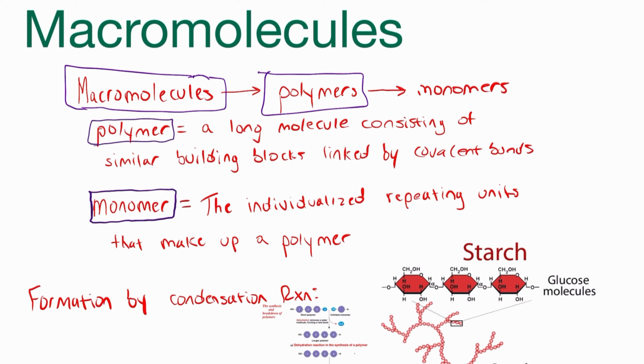So macromolecules, what are they made up of? Again, we can skip back to the protein example, where a lot of these things are made up of something else that's made from something else. What does that mean? We have macromolecules, they're made up of something called polymers, and then polymers are made up of something called monomers. Now, a polymer is a long molecule consisting of similar building blocks linked by covalent bonds. A monomer is the individual repeating unit that makes up a polymer.